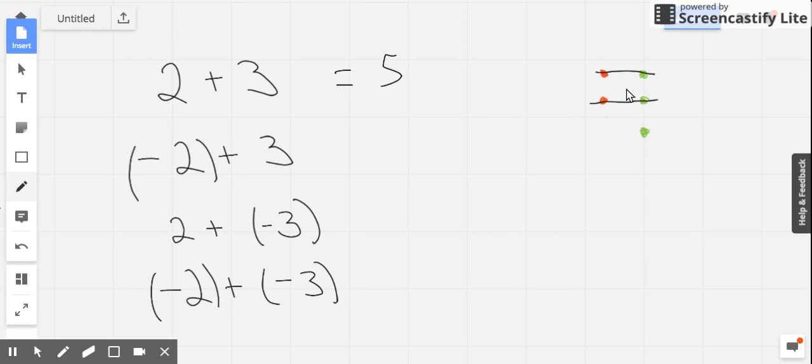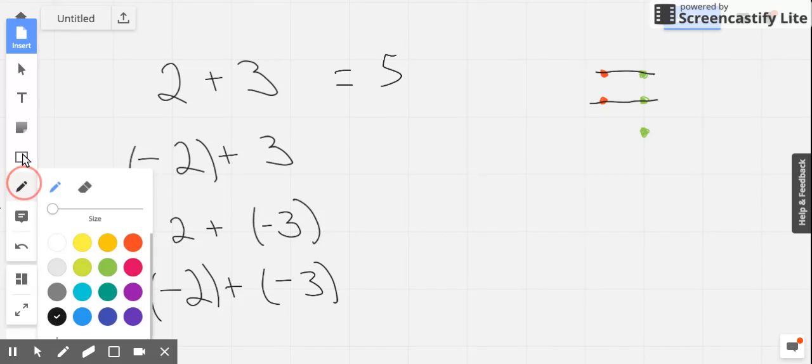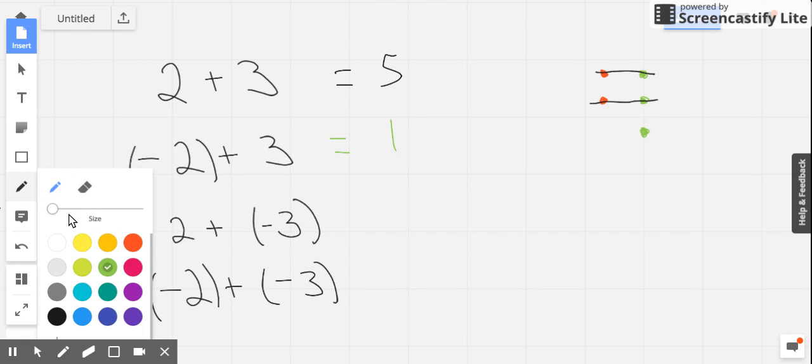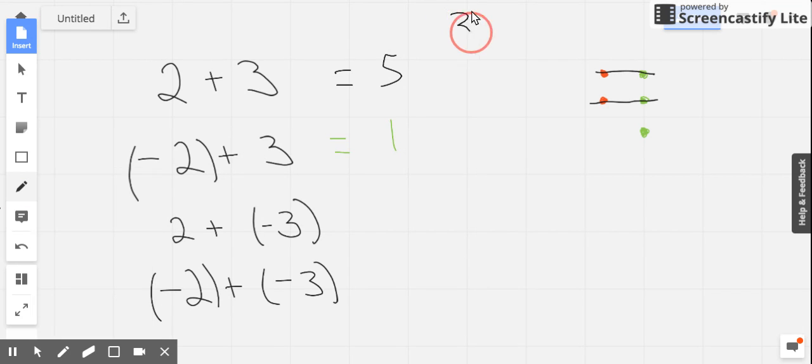And then once I've canceled out all my pairs, I see what I have left. In this case, I have one positive left. So I would say that this equals 1, which is true. Negative 2 plus 3 equals positive 1. We don't write the positive sign for positives. We only really include it for negatives. Another way of looking at this would have been to rewrite this problem as positive 3 minus 2, which again would have resulted in 1. That's the same question there.